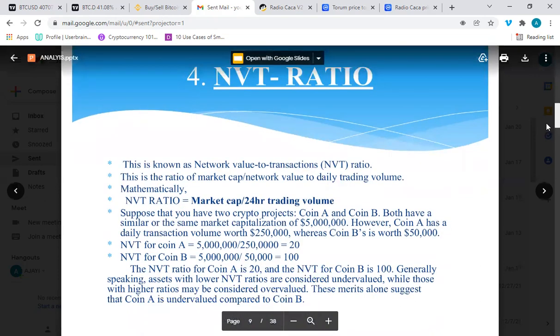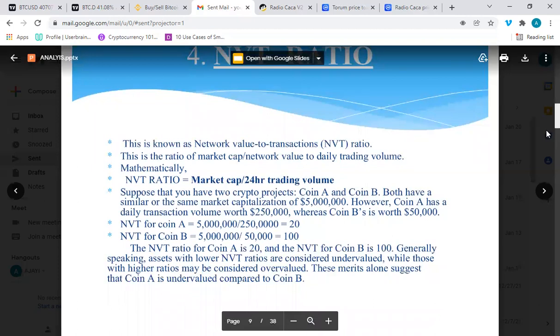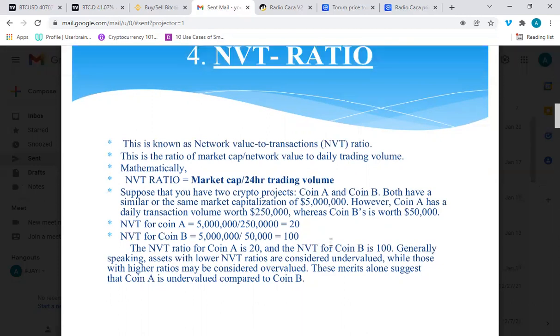This NVT ratio is telling you that a coin can either be undervalued or overvalued. The first one is 20, the second one is 100. Coins that have a lower NVT ratio are considered to be undervalued, and they are more likely to have higher profits because more and more people are trying to pump up the price. Coins that have a higher NVT ratio are considered overvalued. They are most likely to dump in the next days. I don't say they will dump, they are most likely to.